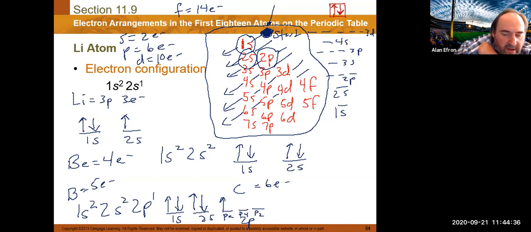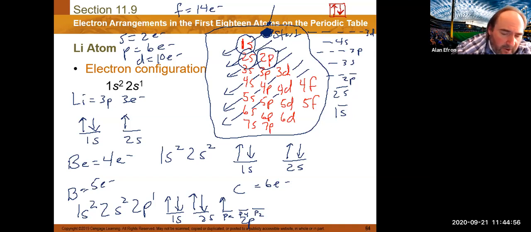Now, when we do have options of different orbitals in a subshell, like in the p, there is a special way you have to put them in. So why don't we do carbon, and take a look at how they get distributed in carbon, because there's a little bit of a difference, because we do have some different orbitals available.